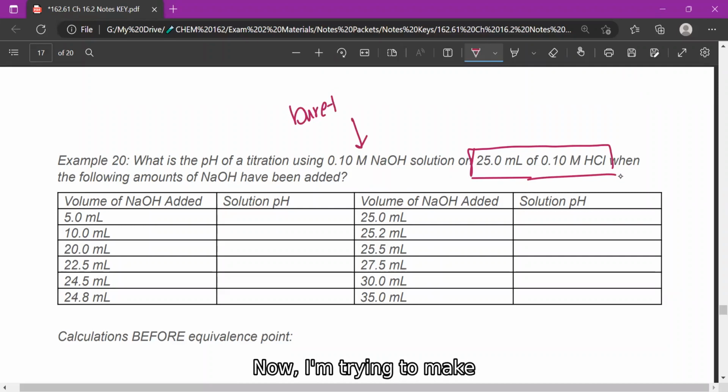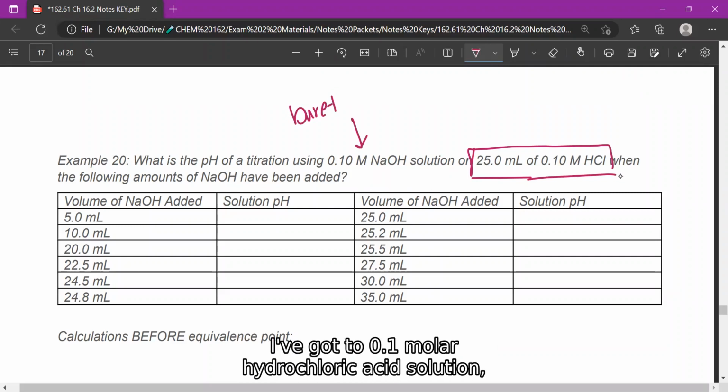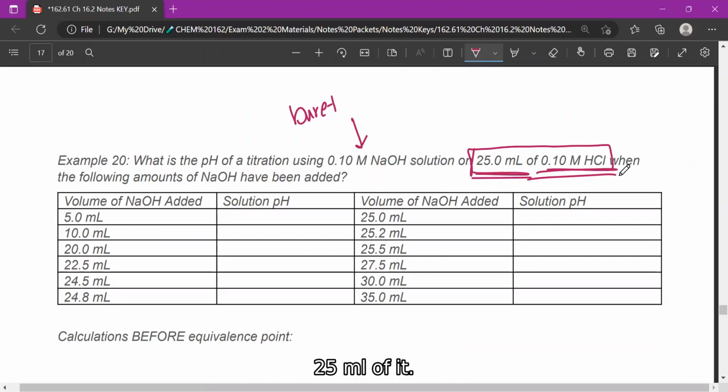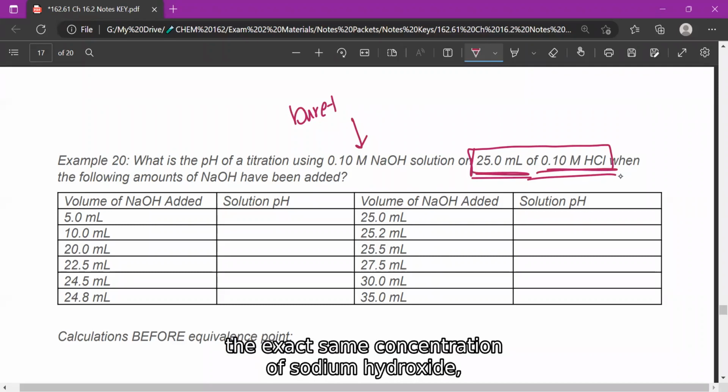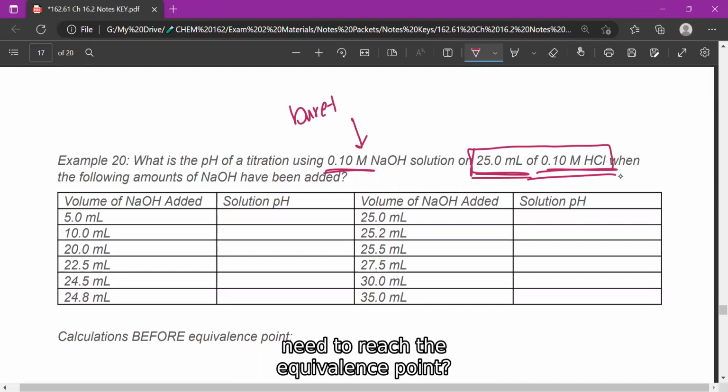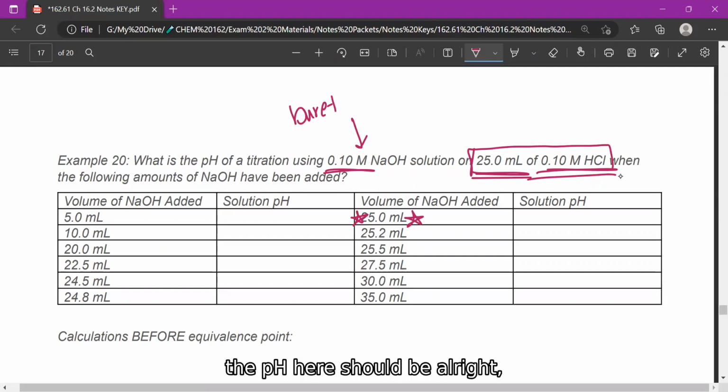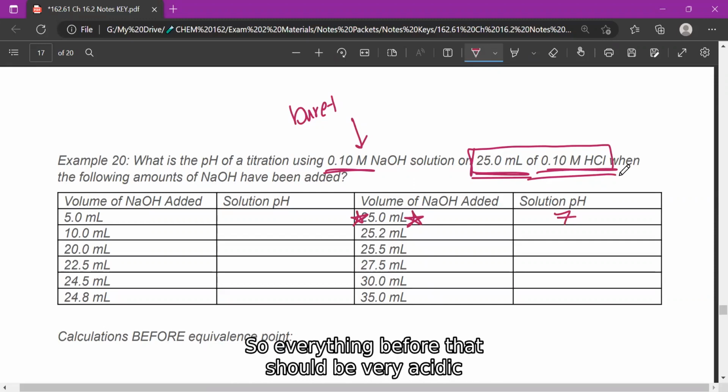Now, I'm trying to make the numbers easy so we can kind of think about this. I've got a 0.1 molar hydrochloric acid solution, and I have 25 milliliters of it. So if I am titrating it with the exact same concentration of sodium hydroxide, how many milliliters should I need to reach the equivalence point when all of the acid has been neutralized by all of the base? 25 milliliters, right? So this should be my equivalence point. Since this is strong acid, strong base, the pH here should be 7. All right, so everything before that should be very acidic, and after that should be very basic.